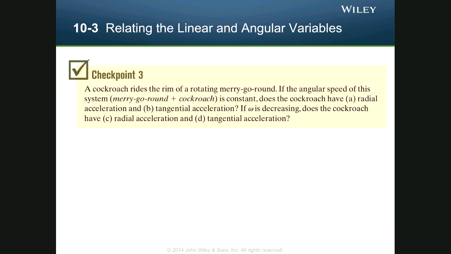So now we want to start with this problem. A cockroach rides the rim of a rotating merry-go-round, or a carousel, or however you're imagining it. If the angular speed of this system, merry-go-round plus cockroach, is constant, does the cockroach have A, radial acceleration, and B, tangential acceleration? And if omega is decreasing, does the cockroach then have radial acceleration and tangential acceleration? So we want to look at that. Look at the terms and try and work it out.